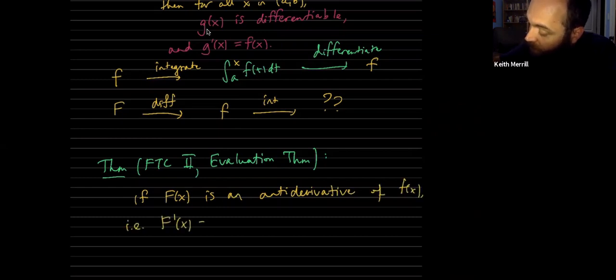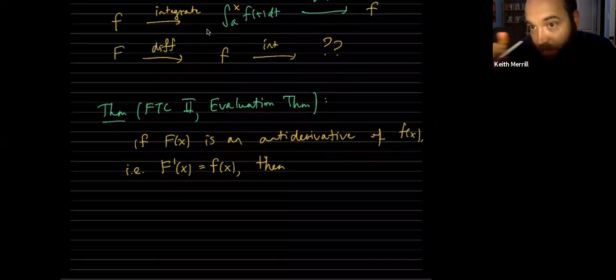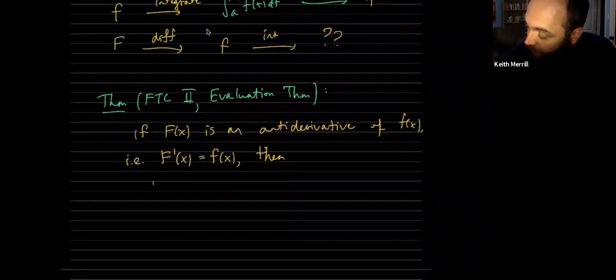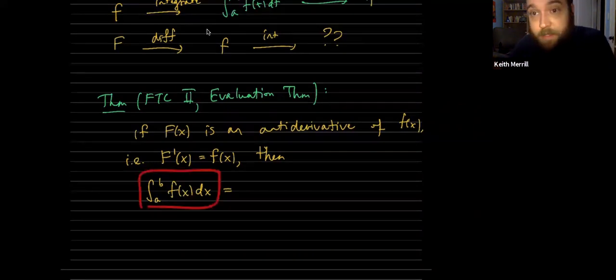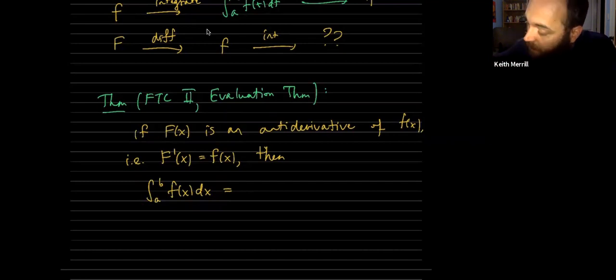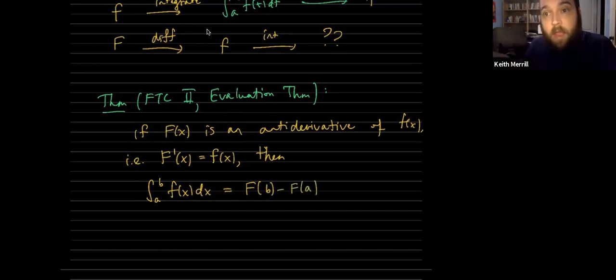Capital F prime of x is little f of x, then any definite integral involving little f is very easy to solve. So if I have a definite integral involving little f, notice this quantity here is a number. And the answer is the capital F, my antiderivative that we started with, evaluated at b, the upper limit of integration, minus capital F evaluated at a, the lower limit of integration.